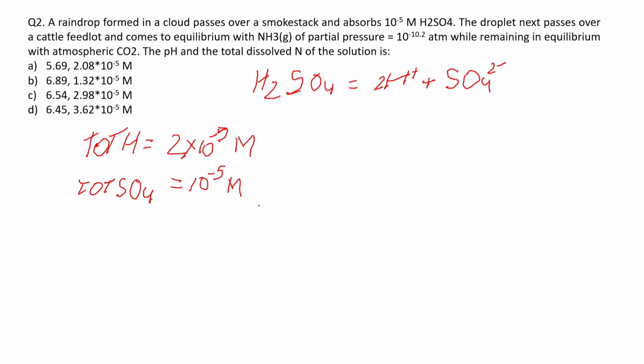Now we have been given the partial pressure of ammonia gas above the cattle feedlot. The partial pressure there is 10 raised to the power minus 10.2 atm. We have to find out the pH, and it is also in equilibrium with atmospheric CO2. Its partial pressure is not given, so we will use the partial pressure already present in Visual MINTEQ, which is the atmospheric CO2 pressure. So let's add the components. Let's go back to MINTEQ.